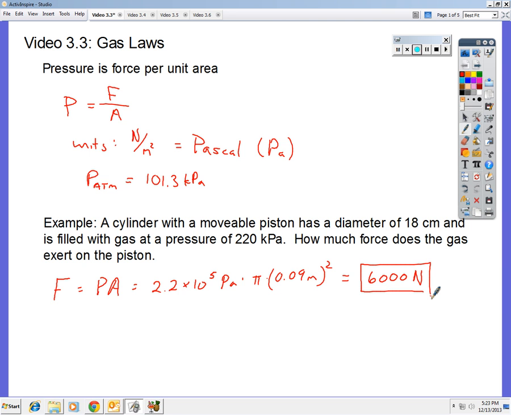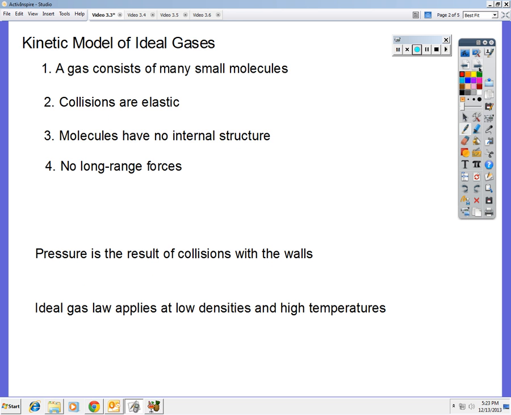So that's how you would use that. It's a very easy example. Now we need to talk about what's called the kinetic model of the ideal gas. This is something we talked about a little bit last year. You saw it in chemistry, but just to quickly review, there are 4 assumptions in the ideal gas law.